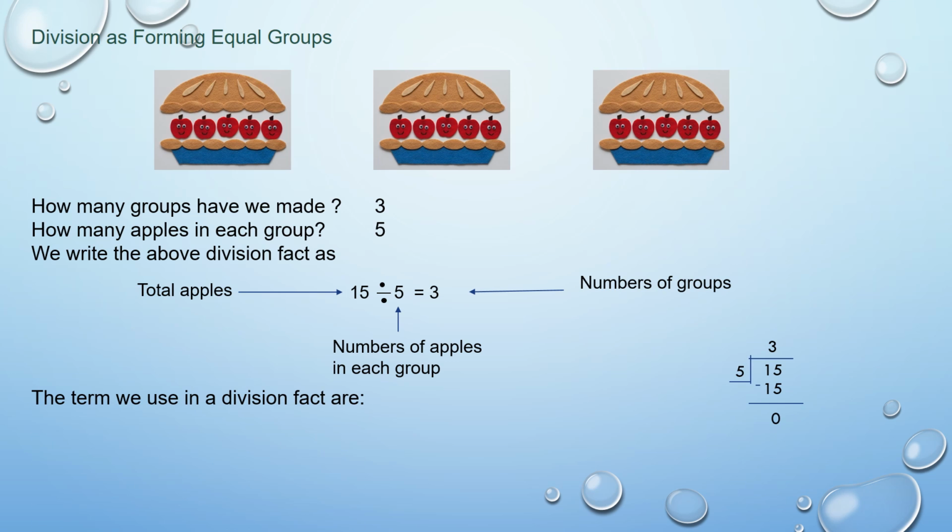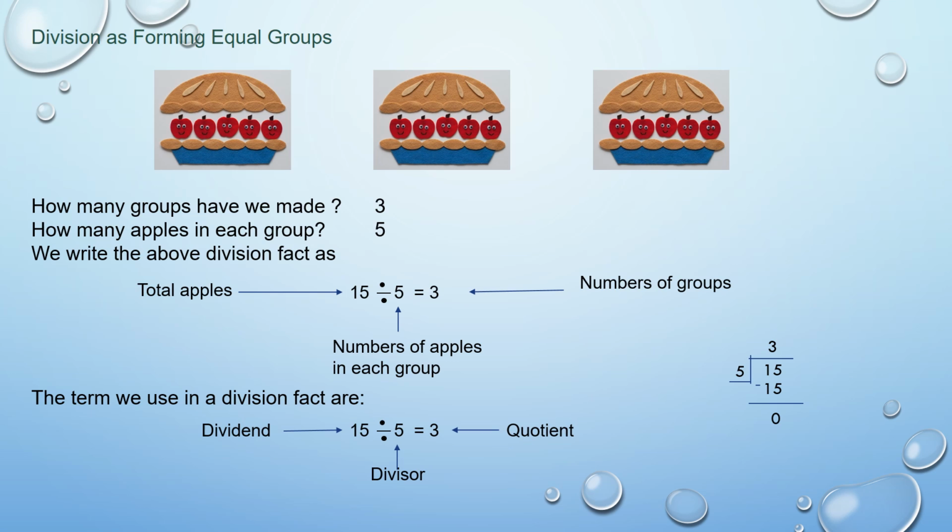So the terms we use in division facts are, here we can divide in this way also: 15 divided by 5. In the table of 5, 5 ones are 5, 5 twos are 10, 5 threes are 15. So we write this 3 here, and 15 you have to subtract from this number 15. So, 0.